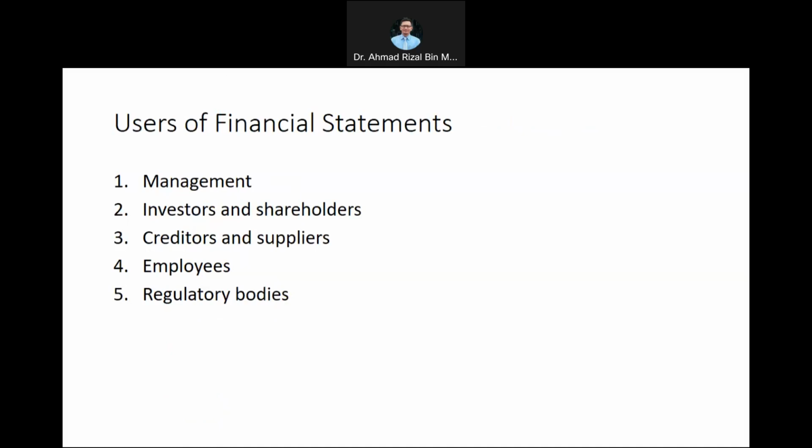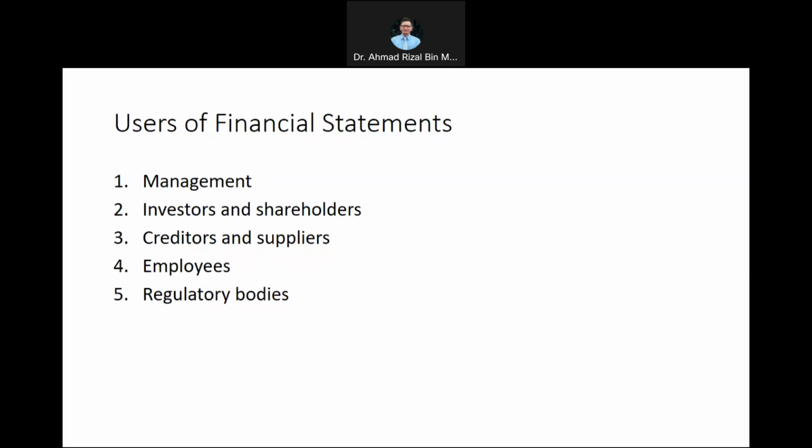Number four would be the employees, right? So if they plan to stay long in the company, they would be very interested to look at the long-term prospects of the company, meaning the financial sustainability of the company. And one of the ways is by assessing the financial statements.